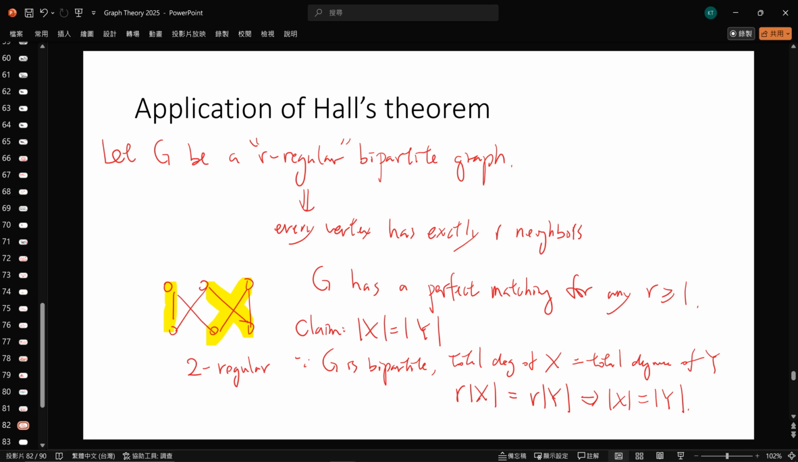And I want to stress that R cannot be 0, because if R is 0, then you cannot cancel out this R. Indeed, if R is 0, you can have one vertex in X and lots of vertices in Y. Still, it is a 0 regular bipartite graph. So in this proof, we only consider the case where R is at least 1, so you can divide both sides by R because R is not 0.